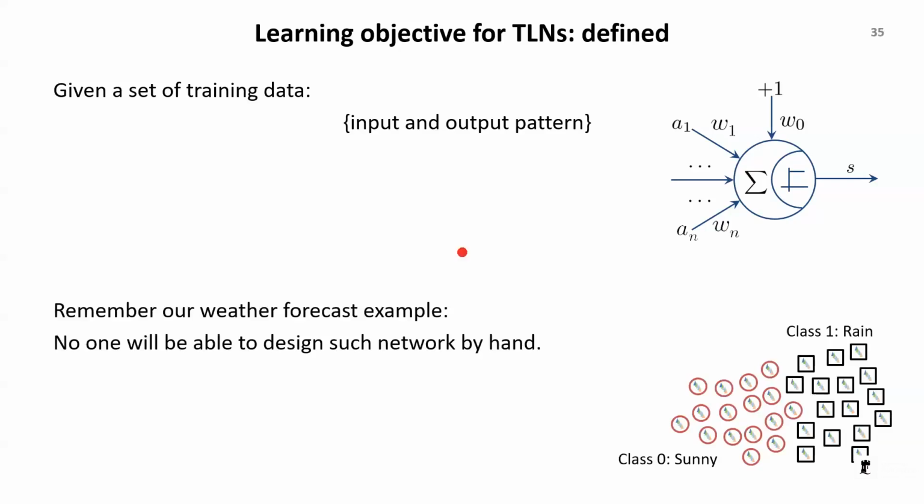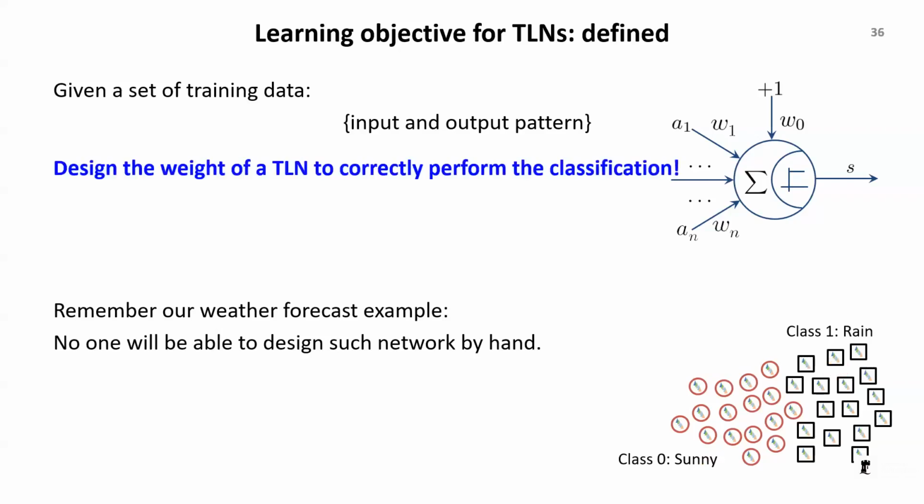And then again, I bring this example. We have so many points, so we need, of course, each individual observation, and also the class, whether it is class Sunny or class Rain. No one would be able to design this kind of problem by hand, right? Because the problem is so big. So what we want is to have a learning algorithm that can do it for us.